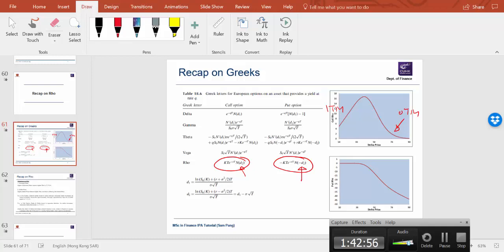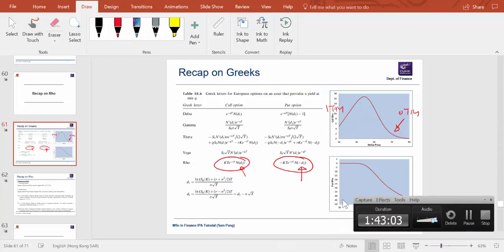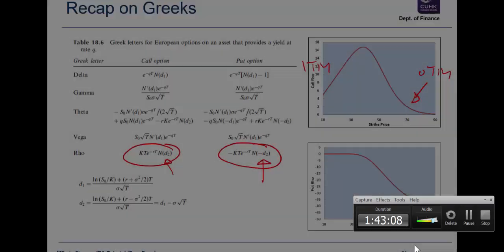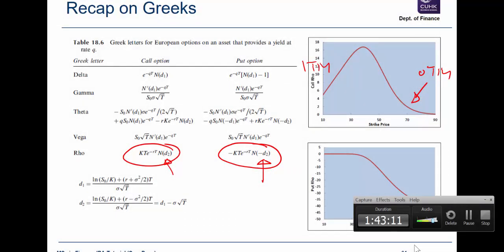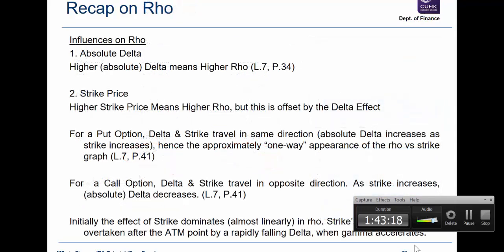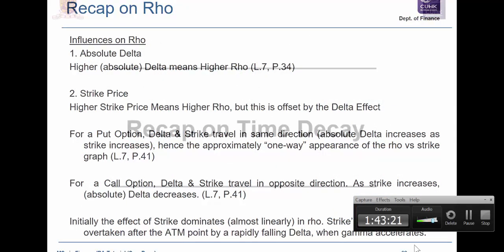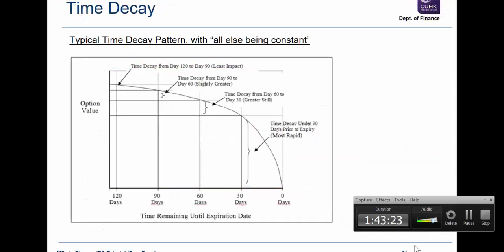Okay. Now on rho, well, not just rho, but all the other Greeks, including rho. So here are the formulas for those who like formulas. I don't think you need to remember these for the exam. I don't think so. I mean, it's not going to do you any harm. Okay. And I have written some notes on rho itself. Time decay should be an easy one. Time decay is not linear. It becomes faster near the end, and you can see why there. Okay.